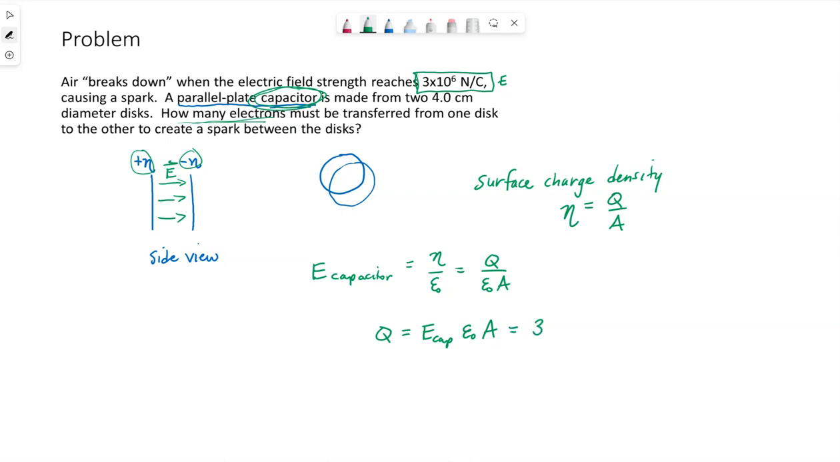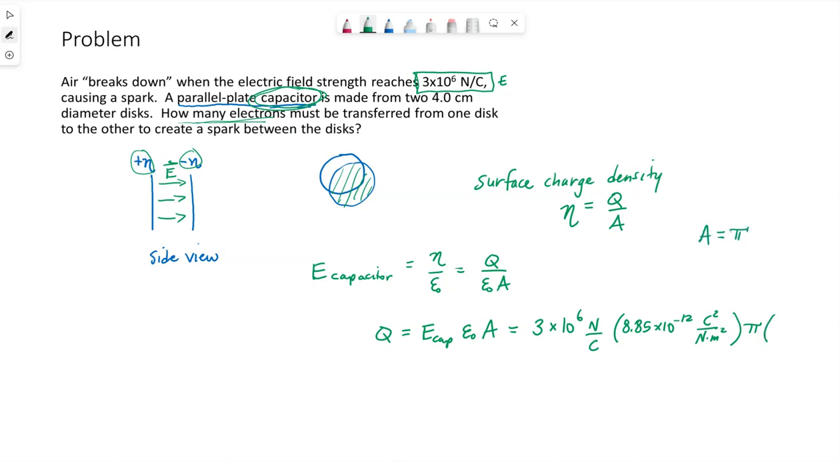So the capacitor electric field is 3 times 10 to the 6th. Epsilon naught is a constant, which is 8.85 times 10 to the negative 12. The units are coulomb squared over Newton meter squared. And then we need to multiply by area, and that's the area of the plate. Both plates have the same charge and the same area. And so this is the area of either plate.